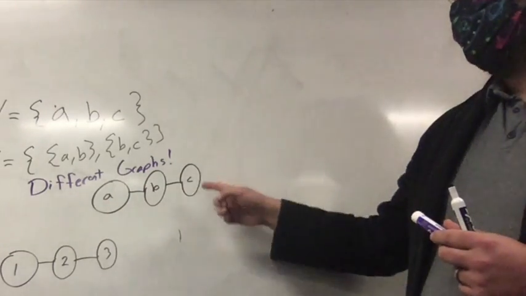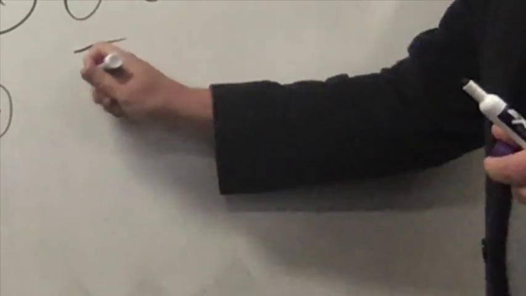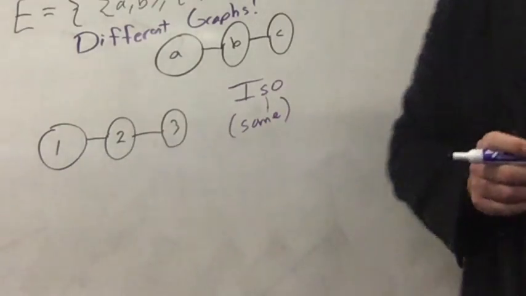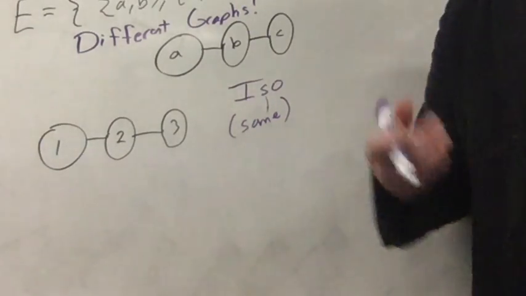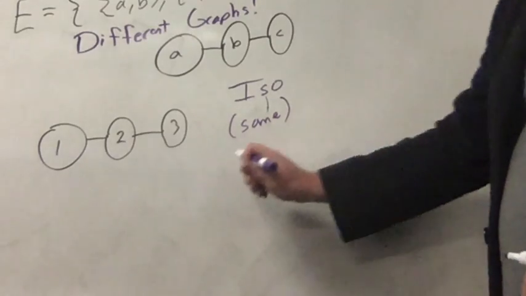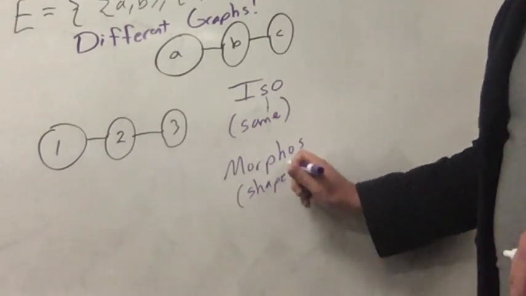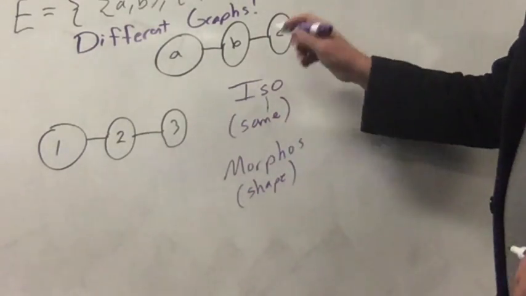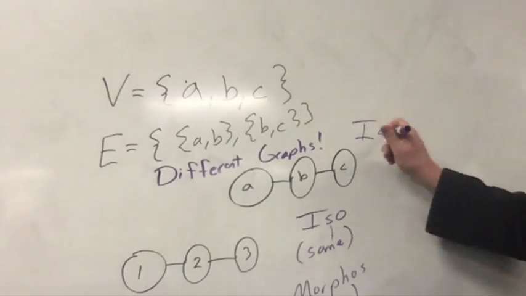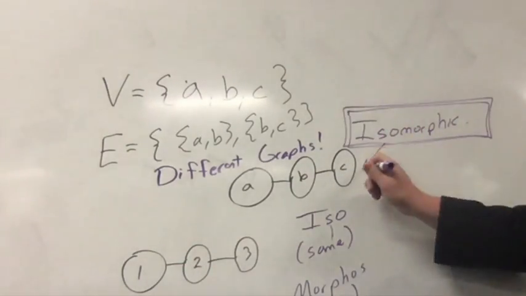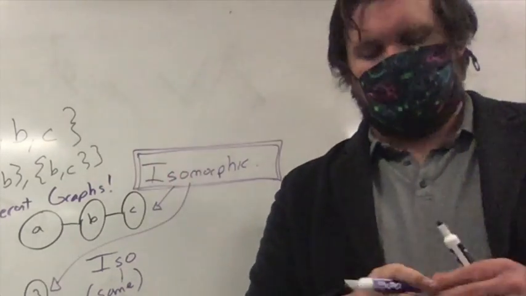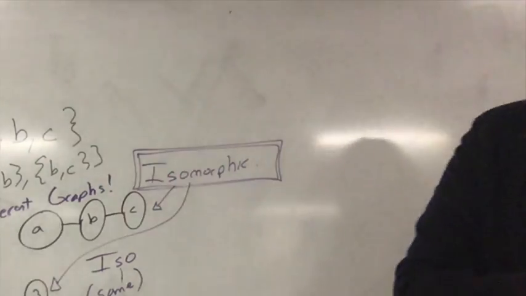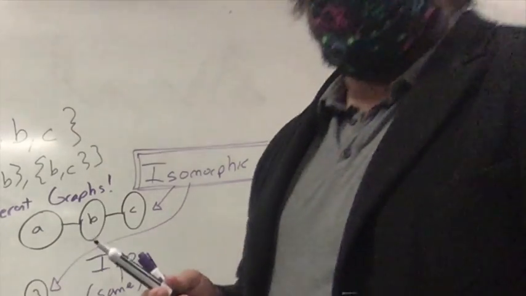So these graphs are isomorphic. Iso means same. Morphos means shape, like metamorphosis, or other words you can think of, morphology. Because they have the same shape, we say that they are isomorphic. So they're not the same graph, but they are isomorphic graphs. And isomorphic gets this idea of having the same structure.